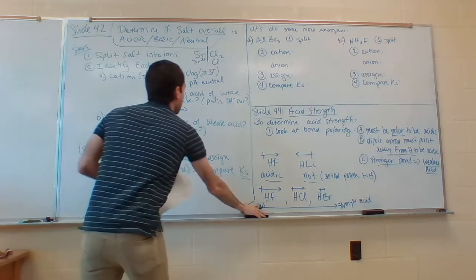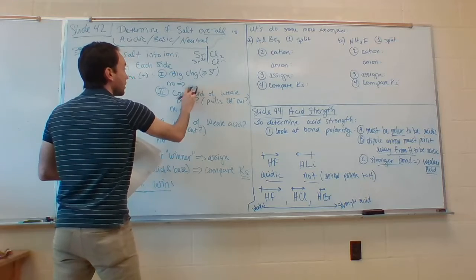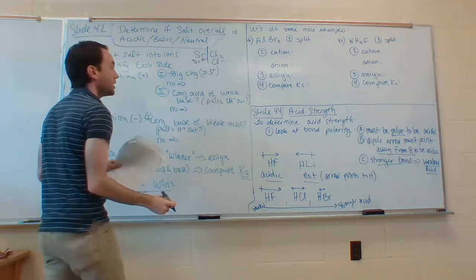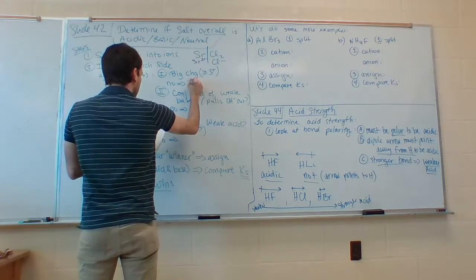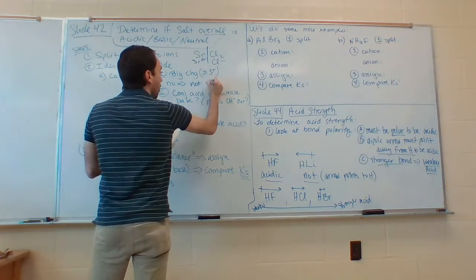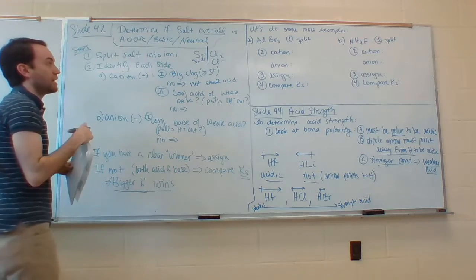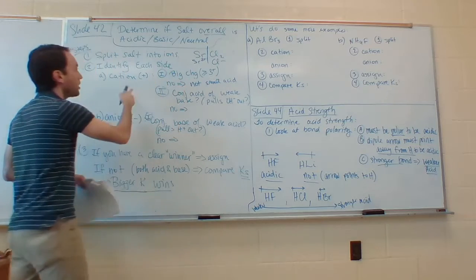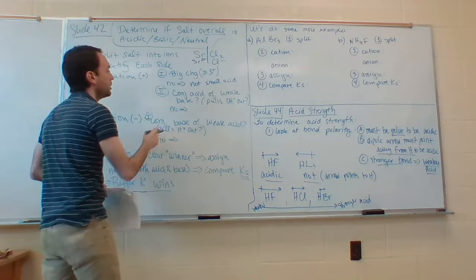Or rather, since we can't say that yet, because it could be a conjugate acid of a weak acid, right? So what we're going to first say is that it is not a small acid, right? We know that it's not going to be a small acid, and by small I mean that it's a small cation because it is just a single element metal, right? That was our metal cation part, okay?